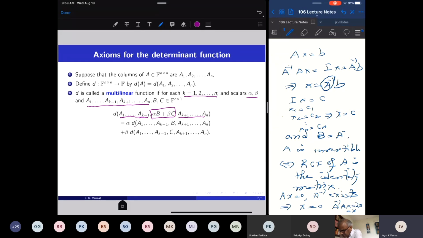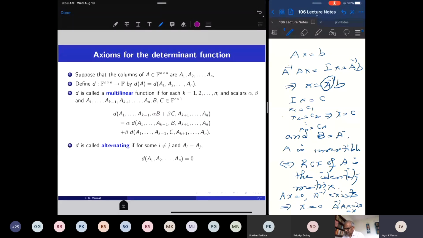So it is alpha times D(a1, ..., a(k-1), b, a(k+1), ..., an) plus beta times D(a1, ..., a(k-1), c, a(k+1), ..., an). Okay, so alpha and beta come out of this function D. Okay, and we can separate b and c. Okay, so this is called multilinear property because this property is satisfied for each one of the column vectors. Okay, this is the multilinear property. So D is called multilinear if this equation holds. That's the condition for multilinearity.